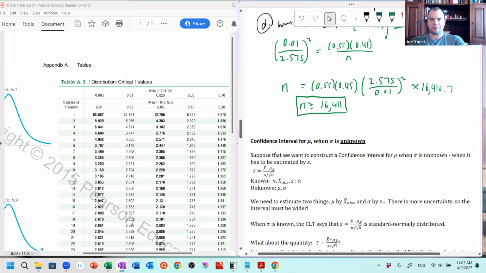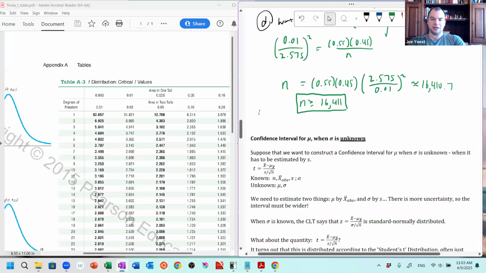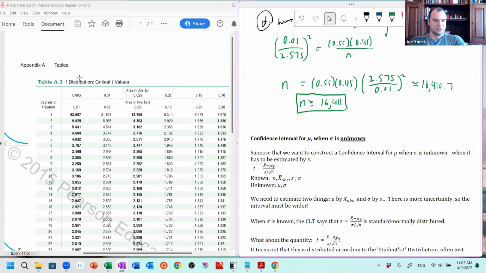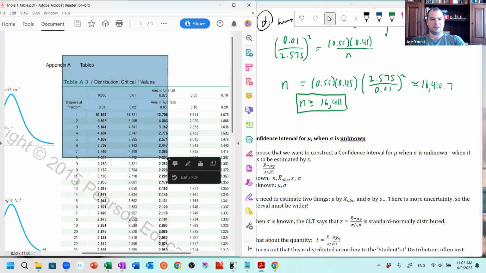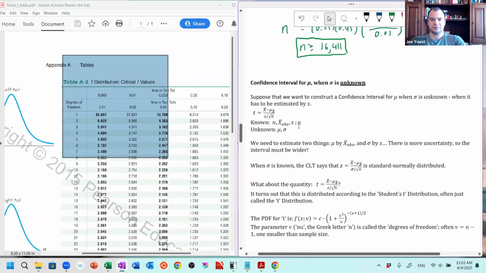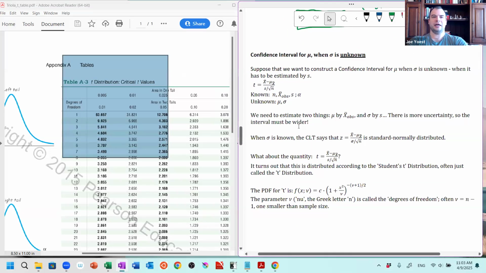Okay, so this next topic, confidence interval for mu when sigma is unknown, is going to use this other table called the T table. It's the one that I labeled Triola T table, and it's the one that looks like this, the T distribution. So let's take a look at the general idea here.